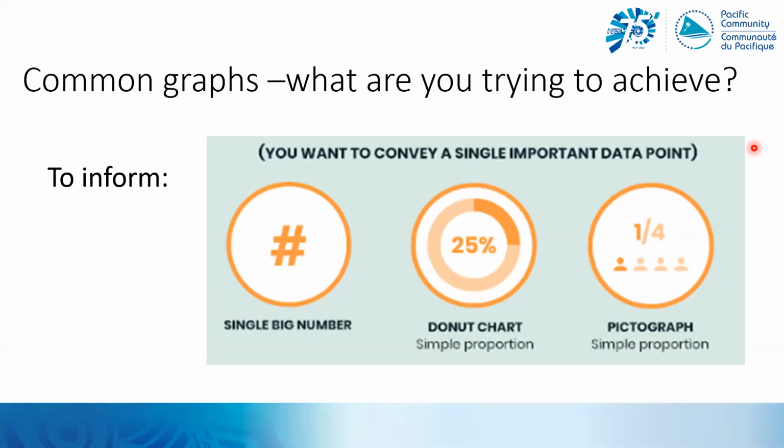Again, it depends what the purpose is. So if you're just trying to inform, you want to convey one piece of information, you might consider just showing that one big number, or the donut charts that we looked at with the vaccination data, or a simple pictograph which just shows one proportion.